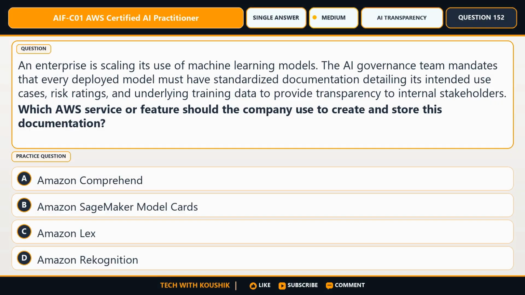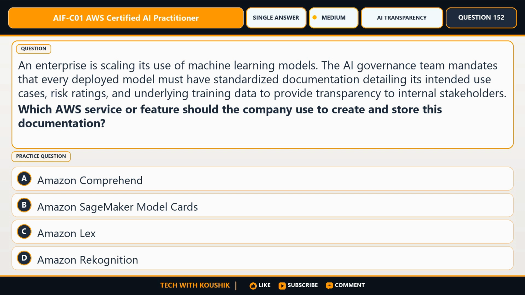For question number 152. Separate the requirement from the distractors. Identify the decisive constraint before considering the options. An enterprise is scaling its use of machine learning models. The AI governance team mandates that every deployed model must have standardized documentation detailing its intended use cases, risk ratings, and underlying training data to provide transparency to internal stakeholders. Which AWS service or feature should the company use to create and store this documentation?